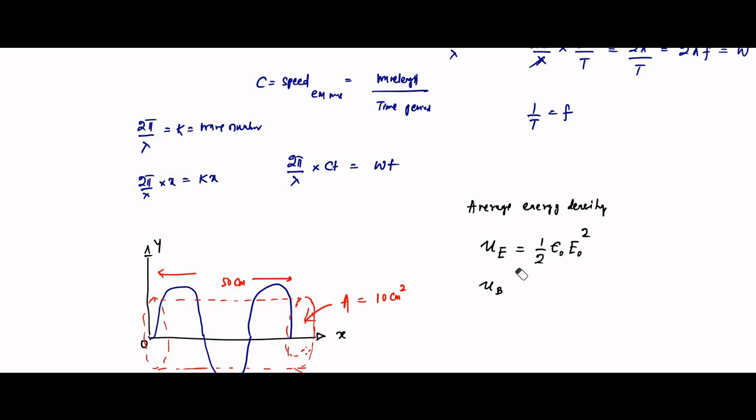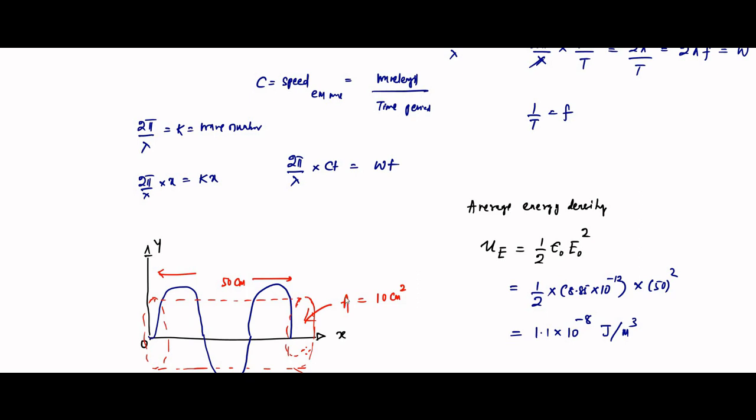So here it will be equal to 1 by 2 into 8.85 into 10 to the power minus 12, that is the absolute permittivity, into 50 square. That is coming 1.1 into 10 to the power minus 8 joule per meter cube. This is the average energy density of the electromagnetic wave expressed in terms of the electric component.